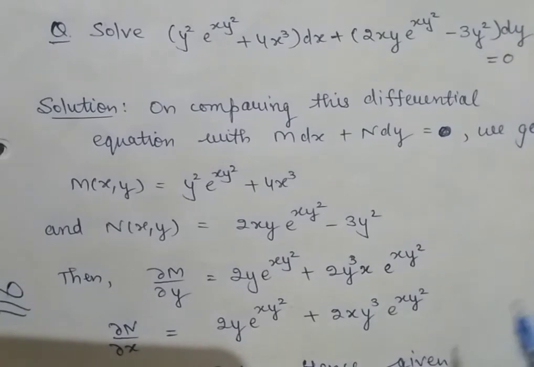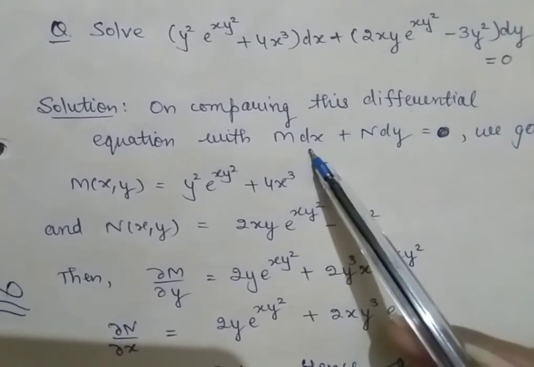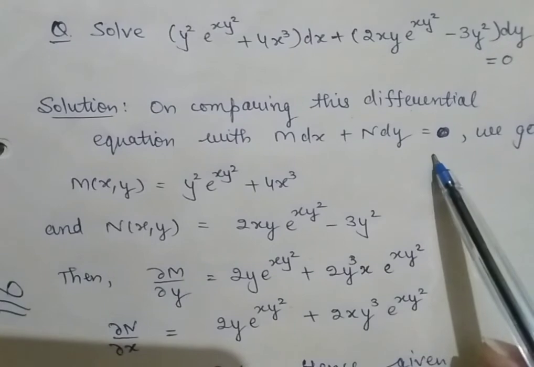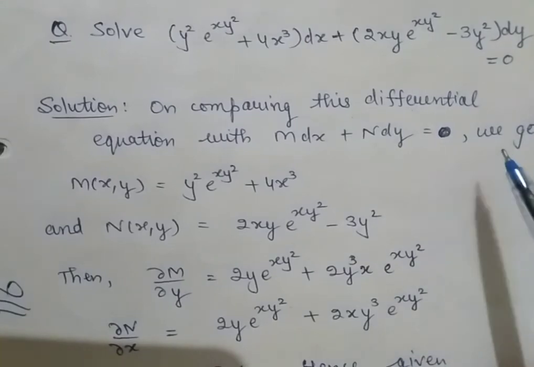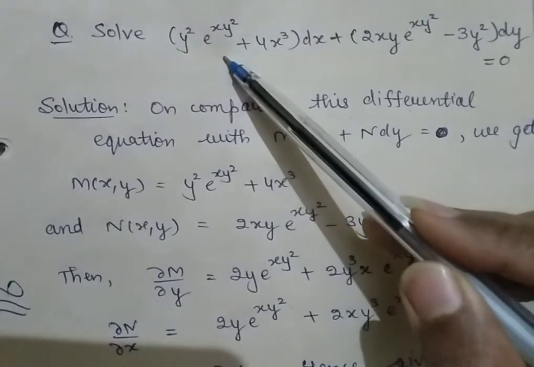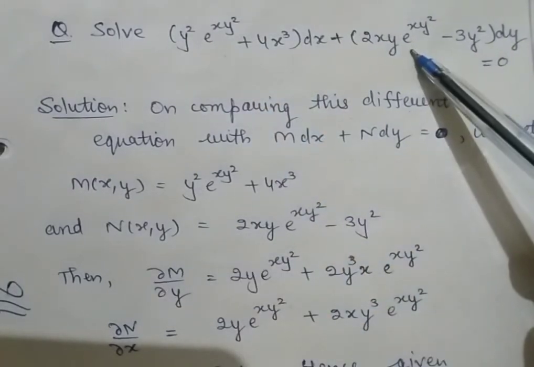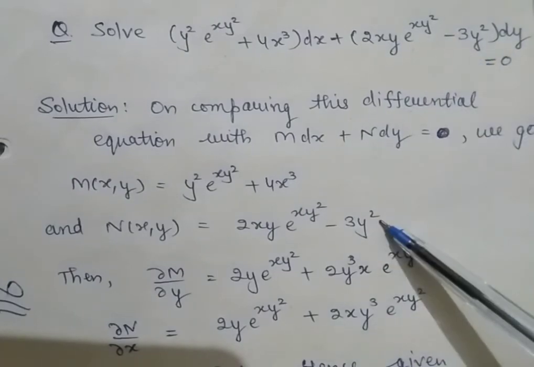First of all, we see whether the equation is of the form M dx plus N dy equal to 0. Yes, the equation is in the form M dx plus N dy equal to 0. Now, on comparing this differential equation with M dx plus N dy equal to 0, we get M(x,y) is y square e raised to the power xy square plus 4x cube, and N(x,y) is 2xy e raised to the power xy square minus 3y square.